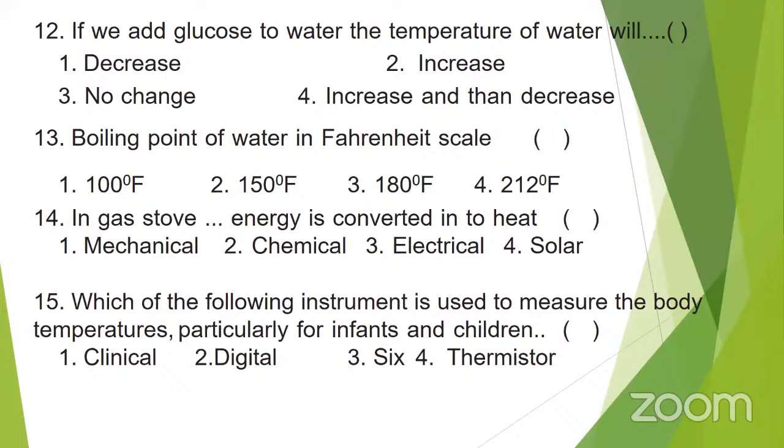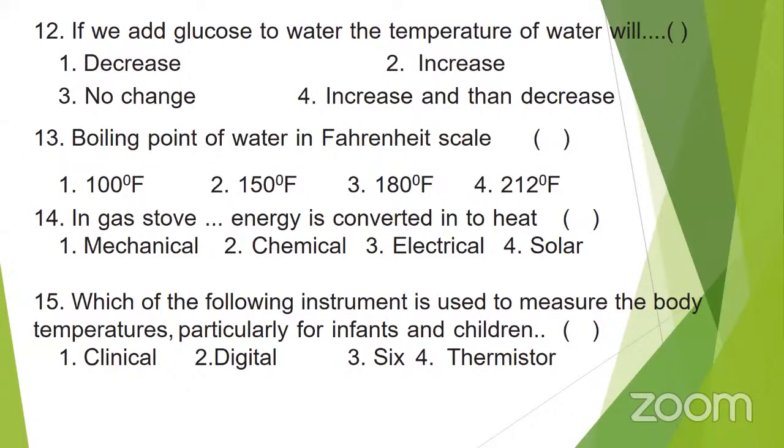We write F minus 32 by 180. 180 plus 32, how much? 212. In that way, how to answer. So while answering, you should be very careful how to read it. I have given the scale also for you. C by 100 is equal to F minus 32 by 180. From that, if you substitute 100 in place of C, you can get the answer easily.